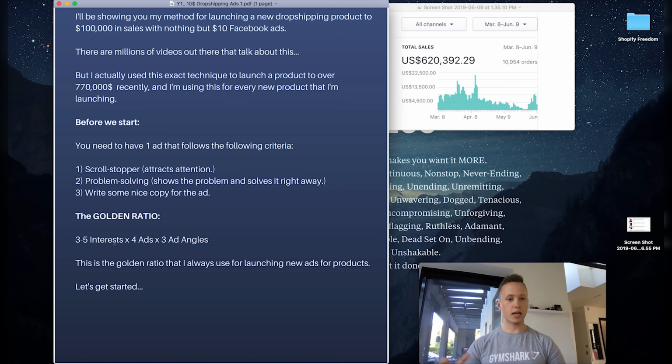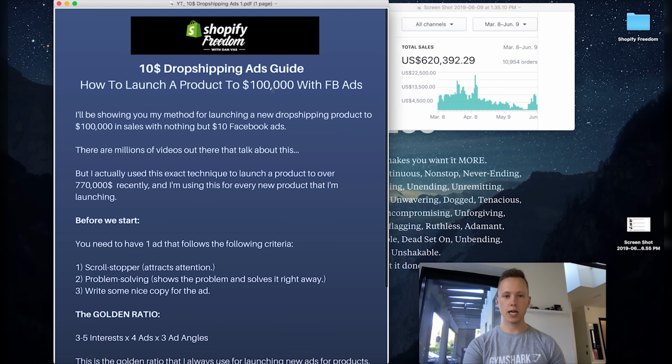This is the golden Facebook ads rule right here that I figured out, and I tried more ads, I tried less ad angles, and that doesn't work nearly as well as this. If you follow this, and if you can create some great ads using this exact formula, you will absolutely kill it, and you will just blow through this $100,000 mark so quickly.